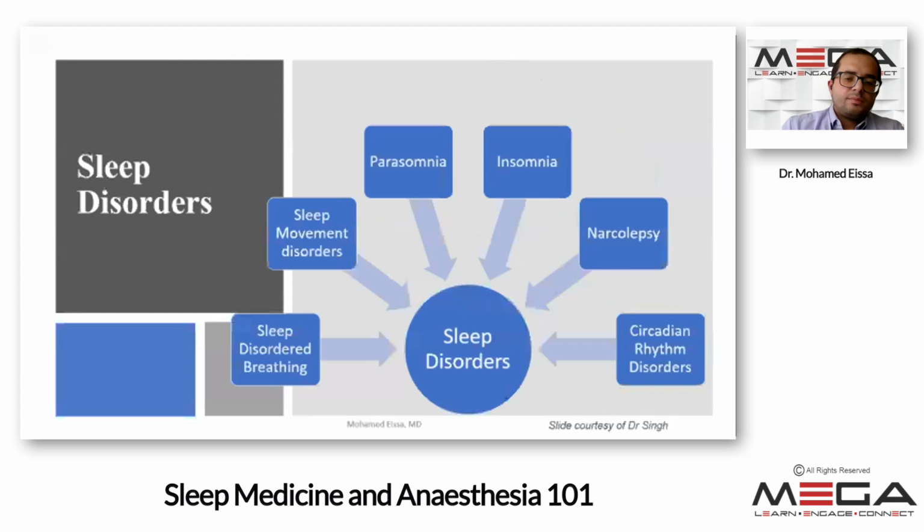And then when we talk about sleep disorders, these are the most important sleep disorders that we have. For sure, we all know about the sleep disordered breathing, such as central and obstructive sleep apneas, sleep movement disorders like restless leg syndrome and periodic leg movements, parasomnia behaviors like sleepwalking, talking, or night terrors, insomnia, narcolepsy, which is excessive daytime sleepiness, and circadian rhythm disorders.